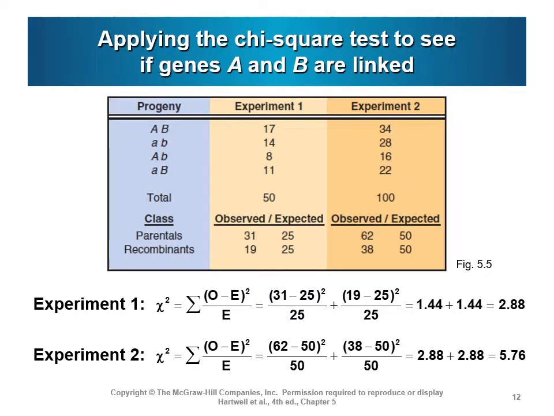Here is an example with real data. We have progeny classes: big A big B, little a little b, big A little b, and little a big B, and then the data points for experiment 1 and experiment 2. All we need to do is put the numbers into our chi-square formula. For experiment 1 we get 2.88, and for experiment 2 we get 5.76.